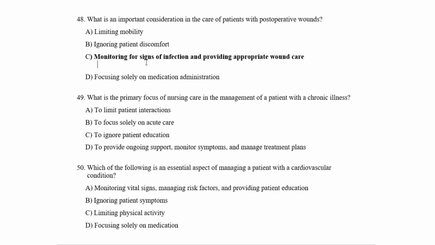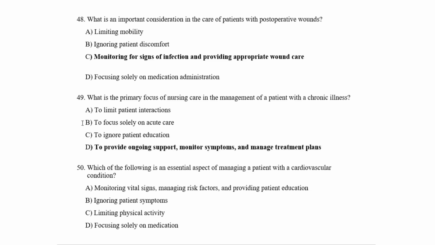Well, similarly let's look at question number 49. What is the primary focus of nursing care in the management of a patient with chronic illness? Option A, to limit patient interaction. Option B, to focus solely on acute care. Option C, to ignore patient education. Option D, to provide ongoing support, monitor symptoms and manage treatment plans. The correct answer is option D, to provide ongoing support, monitor symptoms and manage treatment plans.